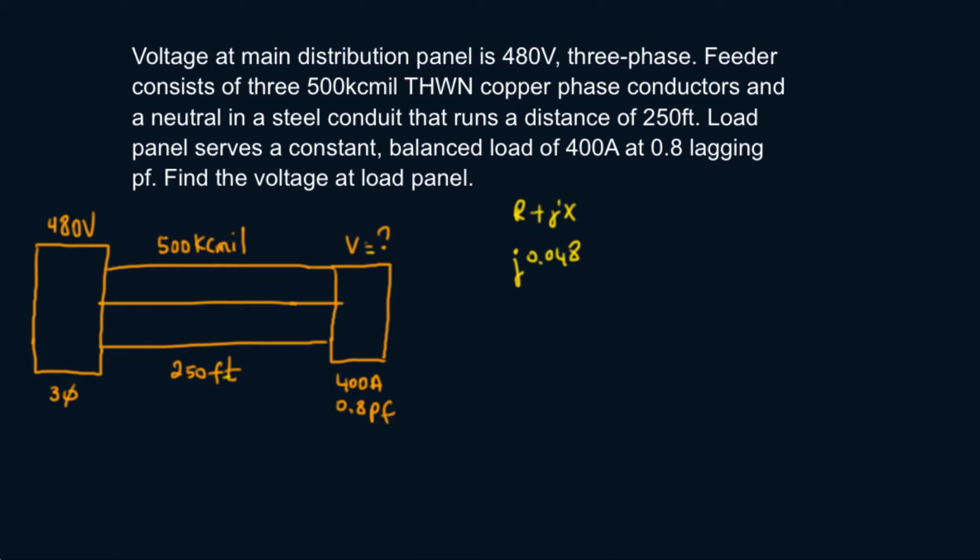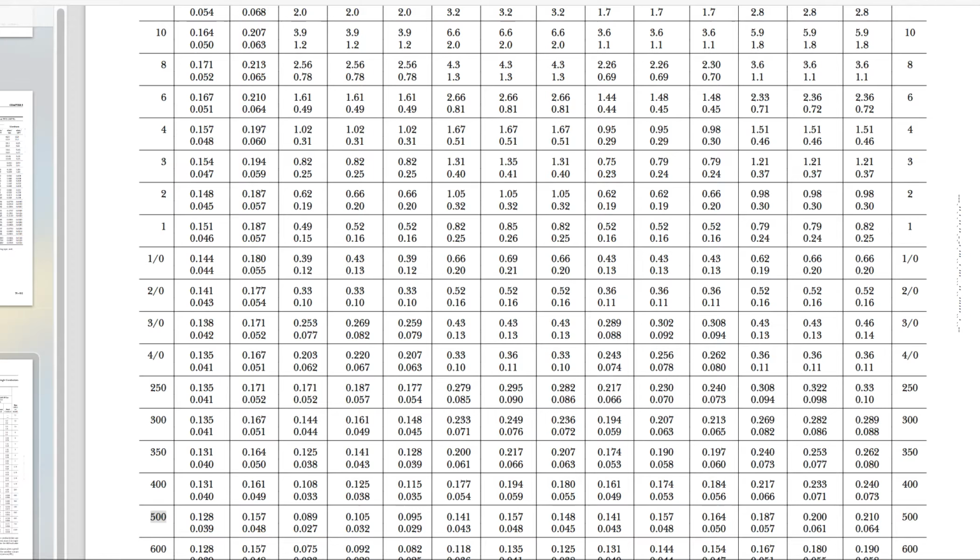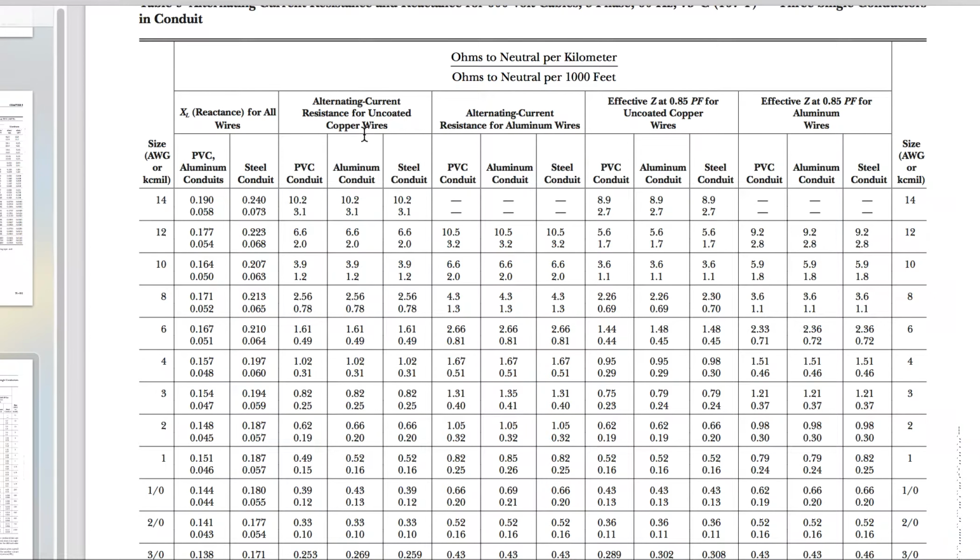You can solve this in two ways, and I'm going to solve it both ways so you can see which one you use. Both of them are correct. I like to use this first method, but it's up to you. A lot of books solve it using the Z method, if you will, but we'll see how it goes. So j0.048, going back to the table, 500 kcmil, steel conduit, copper is right here. So this would be 0.029, and we're using this value because it's in feet.